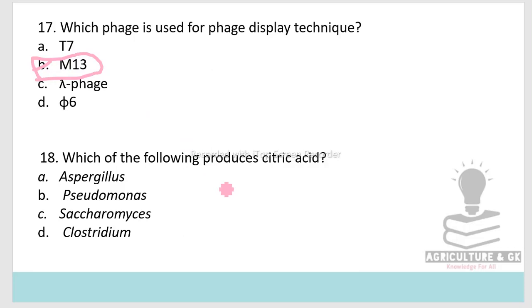Now moving next, which of the following produce citric acid? So which of these will produce citric acid? Aspergillus, Pseudomonas, Saccharomyces, Clostridium. So citric acid is secreted by Aspergillus niger. That is our option A. Aspergillus secretes citric acid, or we can say it produces citric acid. So our answer will be option A, Aspergillus niger.